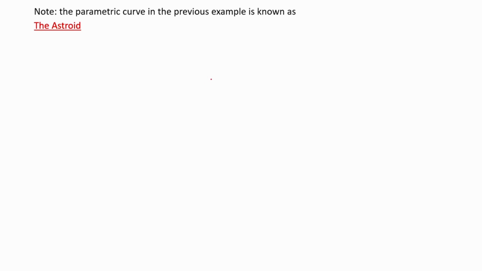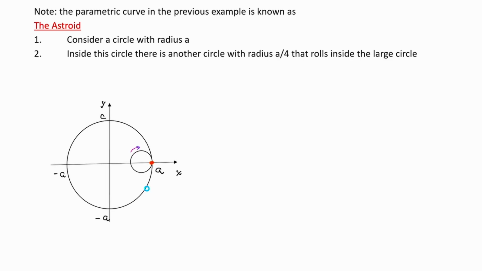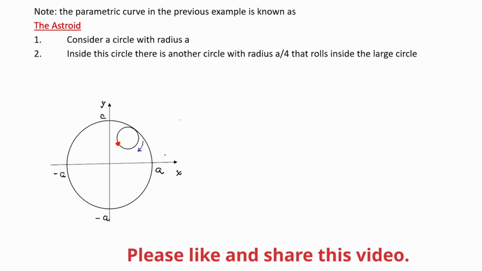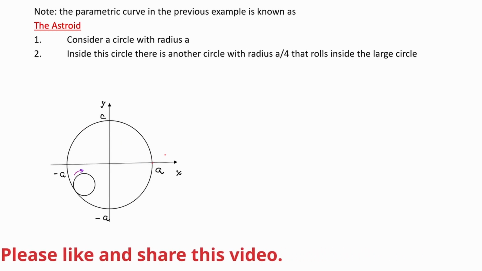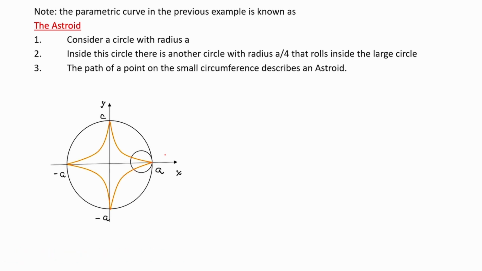So let's describe how we trace an astroid. Number 1, let's consider a circle with radius a. And this circle is centered at the origin of a rectangular coordinate system. Number 2, inside this circle, there is another circle with radius a over 4. And let's focus on one point on the small circle. As the small circle rolls, it will describe an astroid, whose graph will be this. That will be the graph of the astroid.